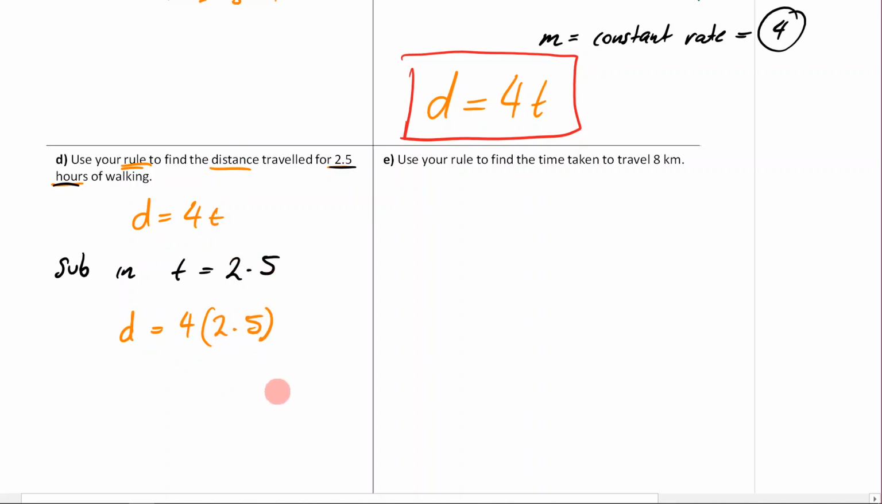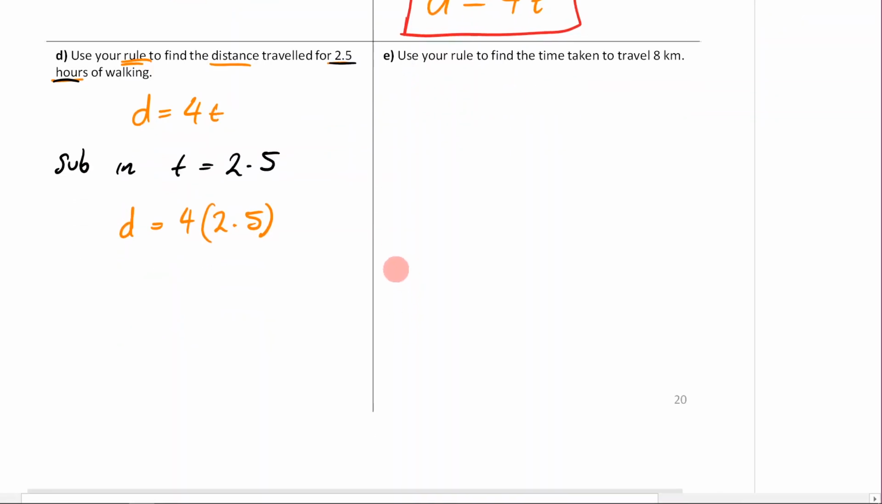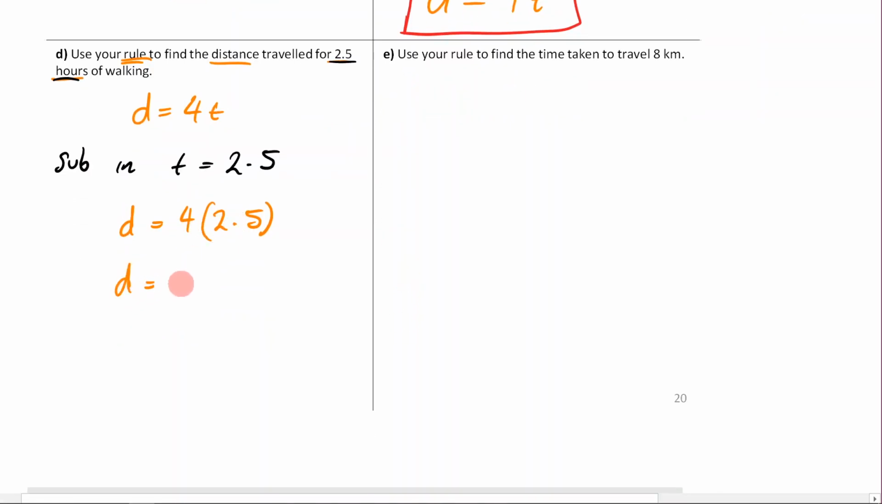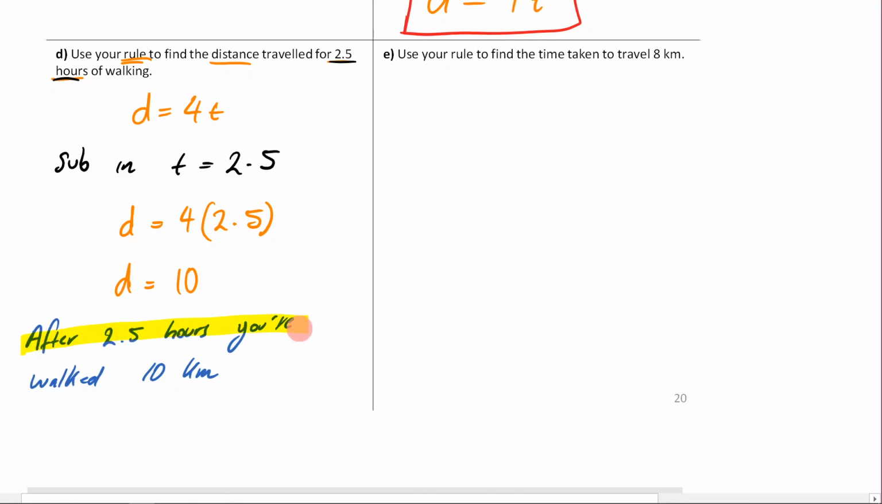Now, don't freak out. When you are given kind of ugly numbers like this, you will be given a calculator, but you should also be able to do this one in your head. It's not too tricky. It's going to be 4 times 2.5 is going to be 10. So d is equal to 10. Now, it's important that we can translate what we've just done mathematically into words. What is this saying? This is saying that after 2.5 hours, you've walked 10 kilometers. It's important to be able to take the maths and write down what actually is happening there.